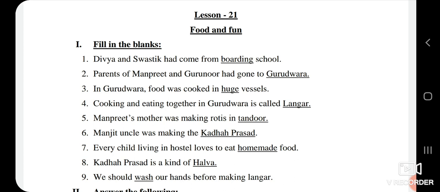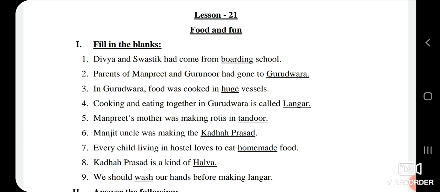So here is fill in the blanks. Divya and Swastik had come from dash school. Divya and Swastik had come from boarding school. Parents of Manpreet and Gurnoor had gone to Gurdwara. If it is written over there dash, you will be writing Gurudwara.